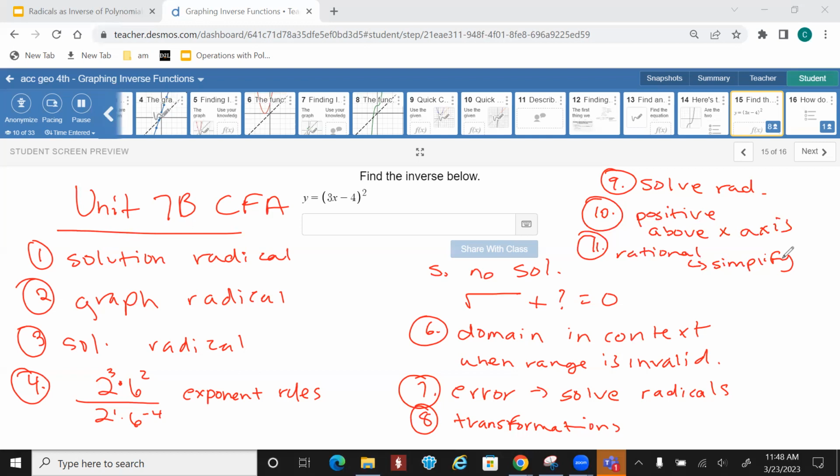Number 12, the last one. This one's solving for x for rational functions. Remember, plug it in and see if it works.